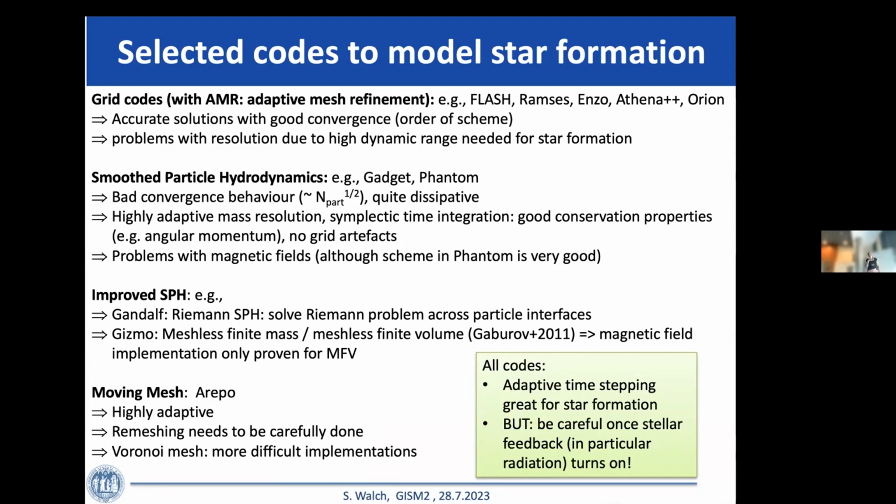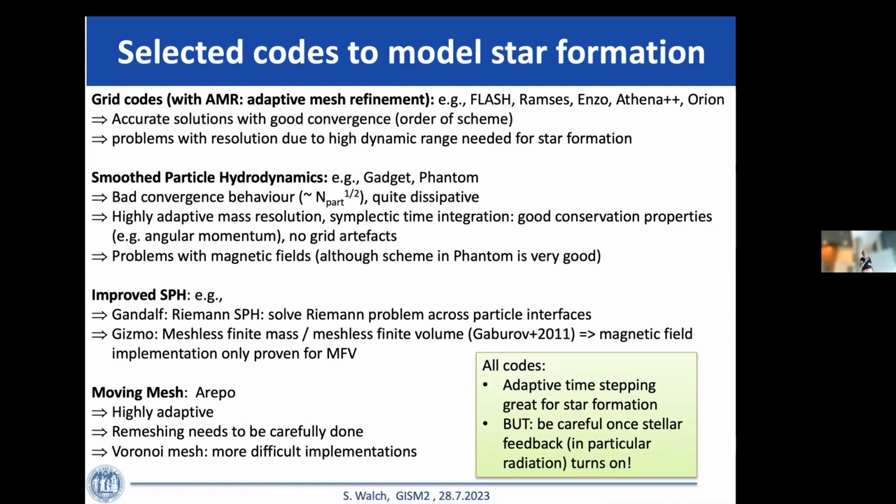So for the grid codes or adaptive mesh refinement codes, we have typically Ramses, which I think you're doing an exercise with. There's also Flash. There's Enzo, for example, Athena++, and Orion, and so on. Most of the codes nowadays are publicly available, which is great.